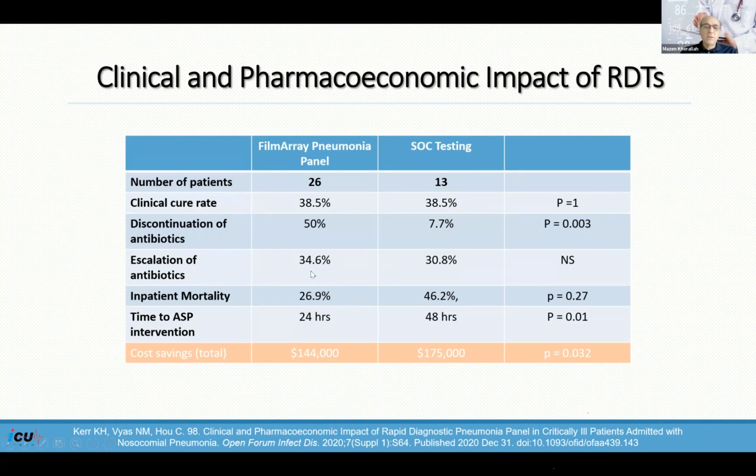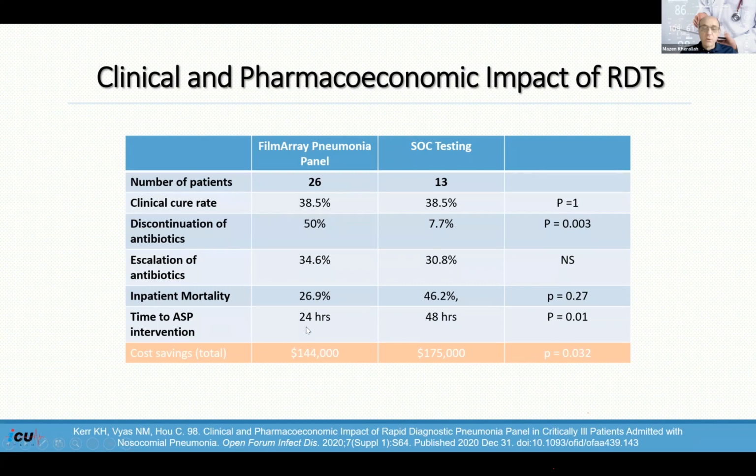And this is another study, not only showing that it's helpful in de-escalating antibiotics, it's also allowing the stewardship program to act faster. You can see here that interventions occurred within 24 hours compared to 48 hours with the traditional testings. And this is associated with a decreased cost for the patient.